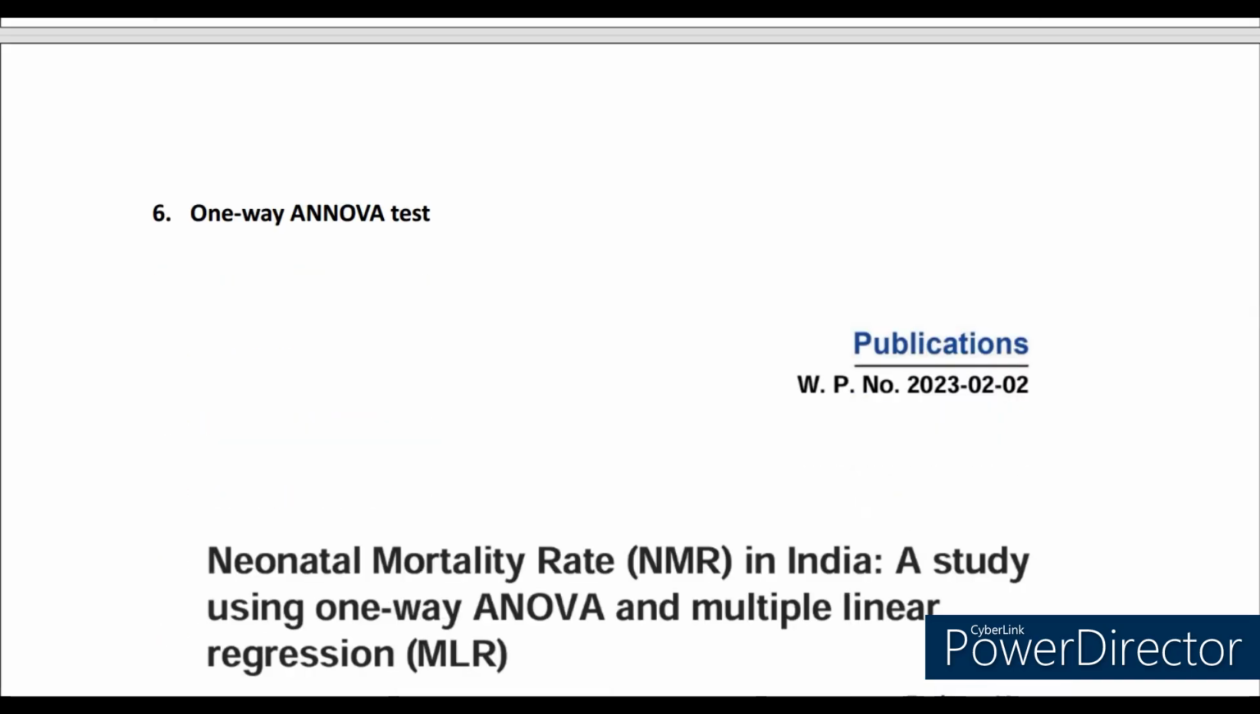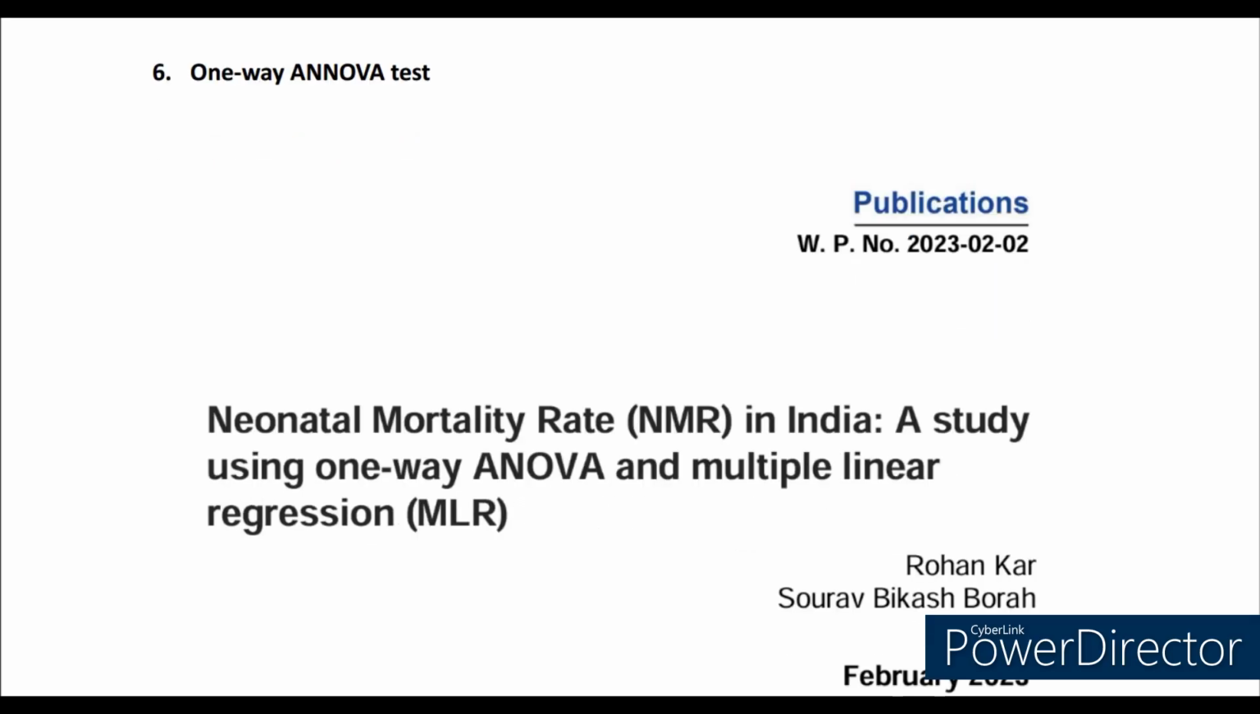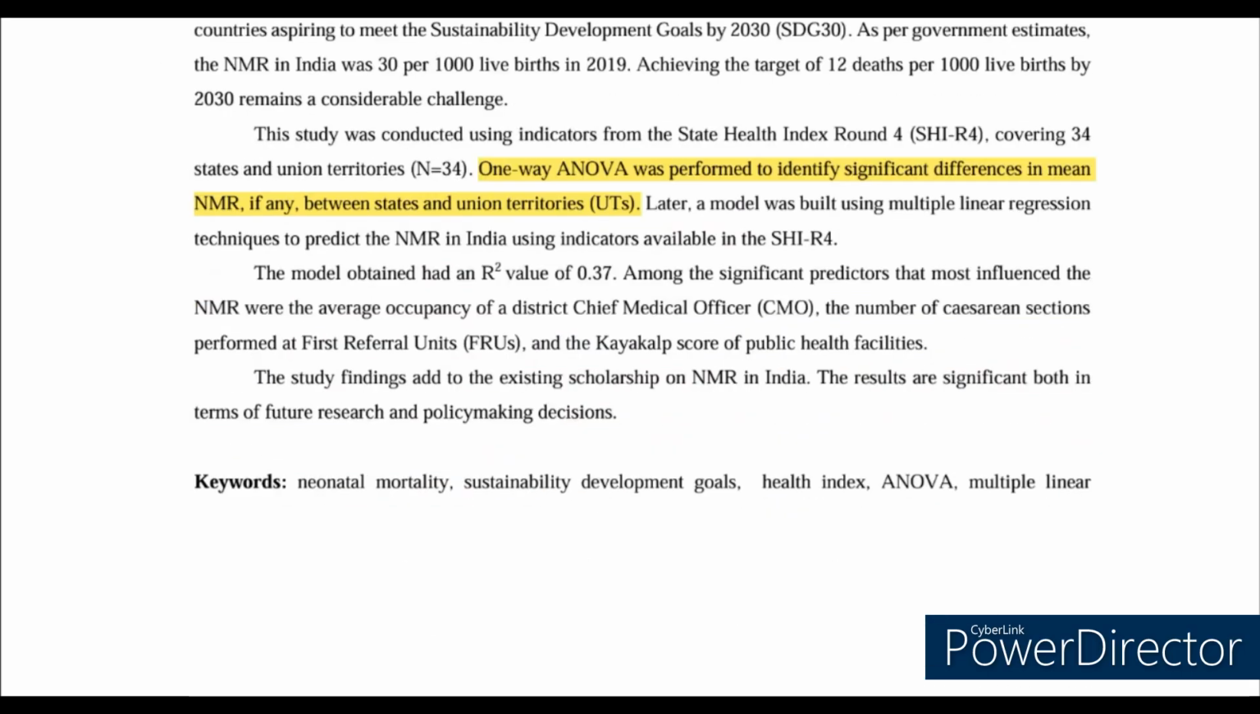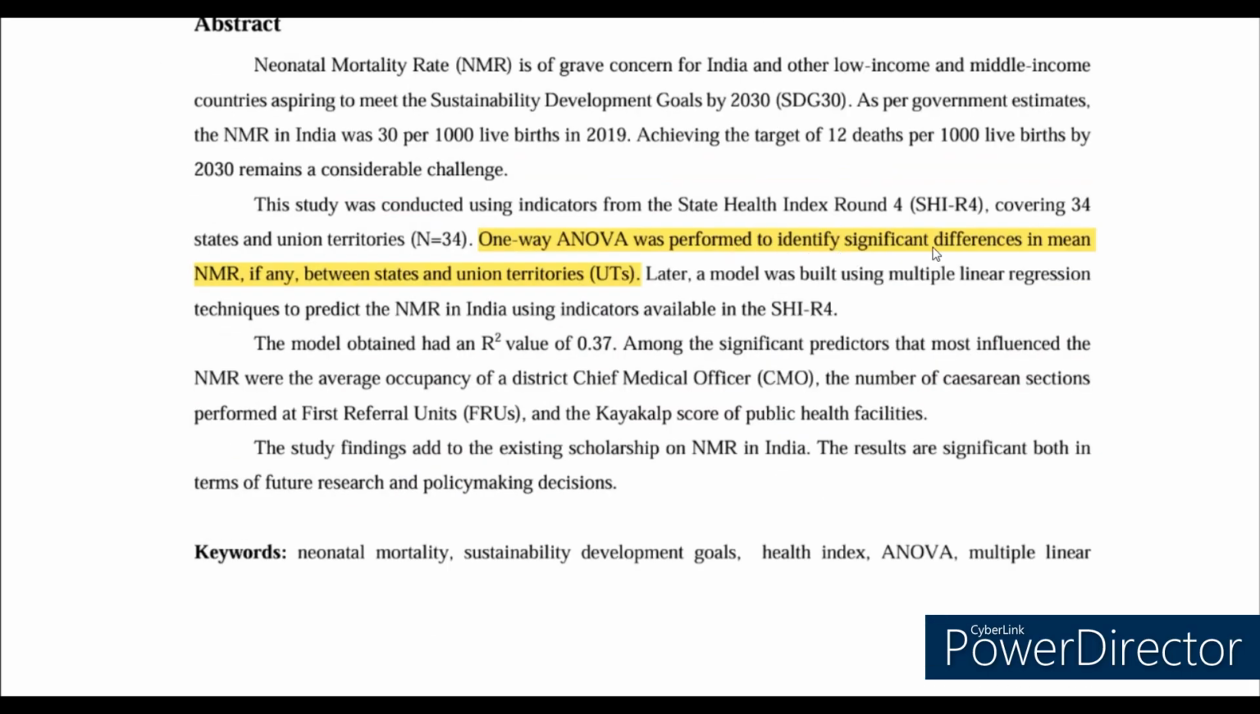And now coming to the next test, that is one-way ANOVA test. As we already know, we use it when there are more than 2 or 3 groups, right? So if you can look at the abstract, it is clearly mentioned one-way ANOVA was performed to identify significant differences in mean neonatal mortality rate. So if there is any between states and union territories.